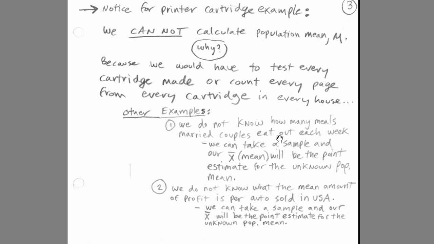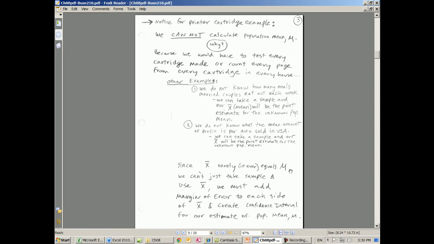Other examples, we do not know how many meals married couples eat out each week. There's no way to calculate that. No database you can go to get all that data. We do not know what the mean amount of profit is per auto sold in the US. So three examples here, including our cartridge example, where confidence intervals are a great way to estimate the population mu.